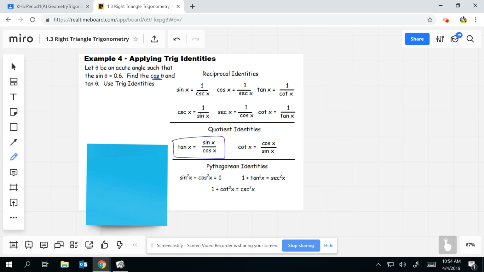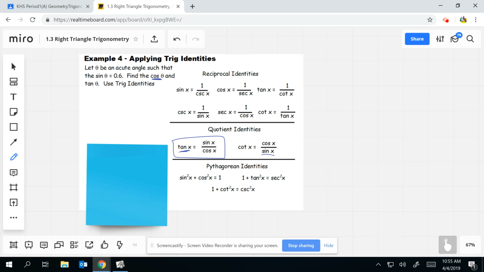I showed you on the unit circle that if you take the sine and divide it by cosine, the coordinates, sine divided by cosine gave you the tangent. So that's a quotient identity. Tangent is sine divided by cosine. And we know that cotangent is the reciprocal, so that's why cosine over sine would be the cotangent. Those are called quotient identities because you're dividing the trig functions.